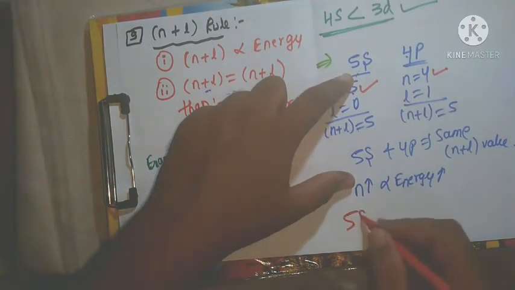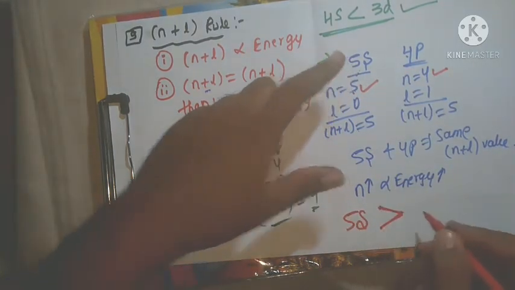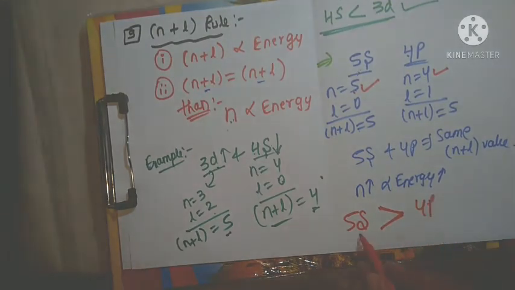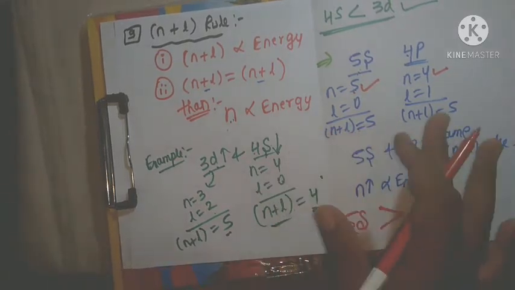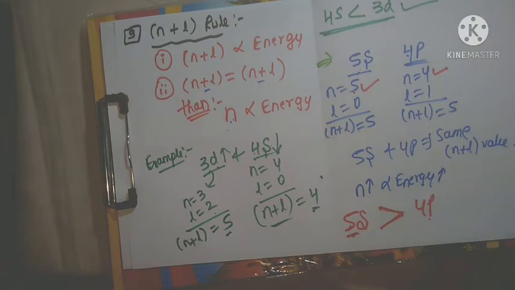Therefore 5s has more energy than 4p, because both have the same n plus L value, but here the n value is more, therefore it has more energy. This is called the n plus L rule. Now this is also over. Next we will write the next point, that is the 10th one.